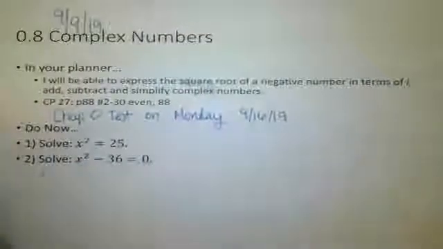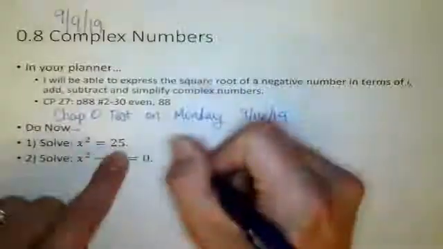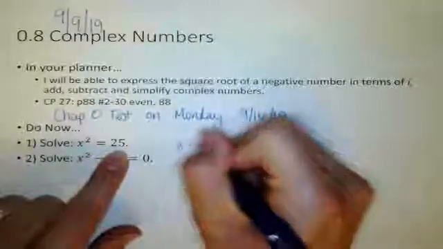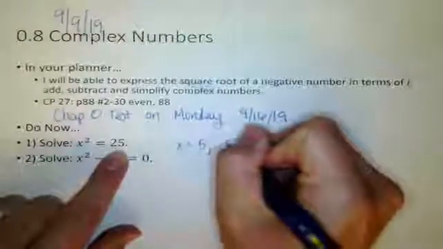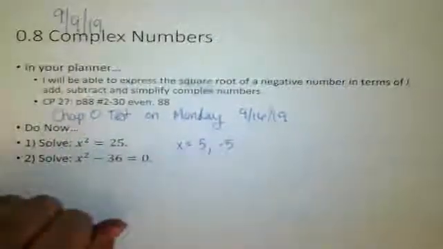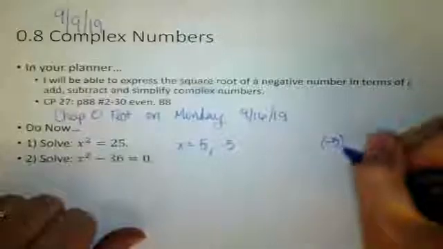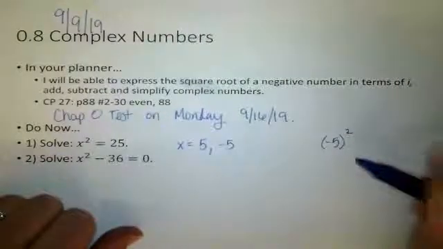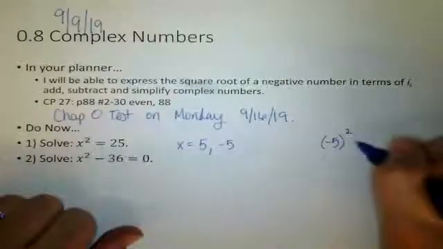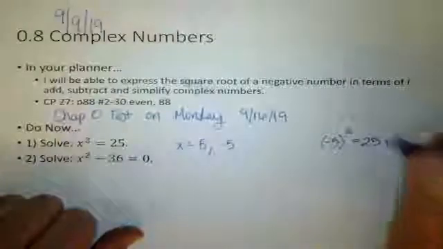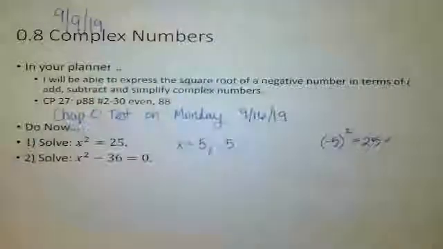Okay, here we go. What number squared gives you 25? 5 and negative 5, right? Yeah, negative 5 quantity squared. Negative 5 times negative 5 equals 25. So 5 and negative 5.